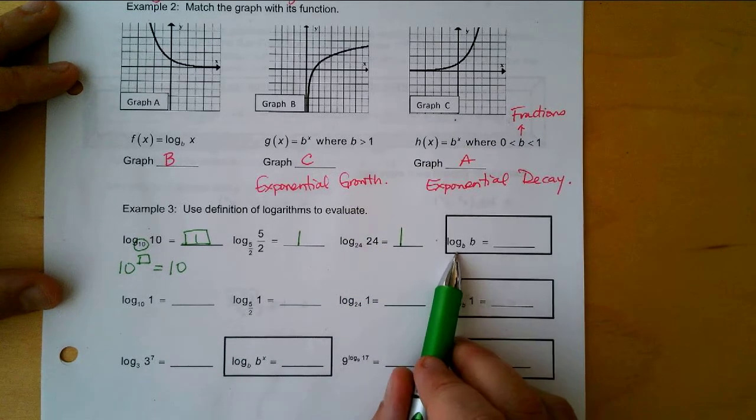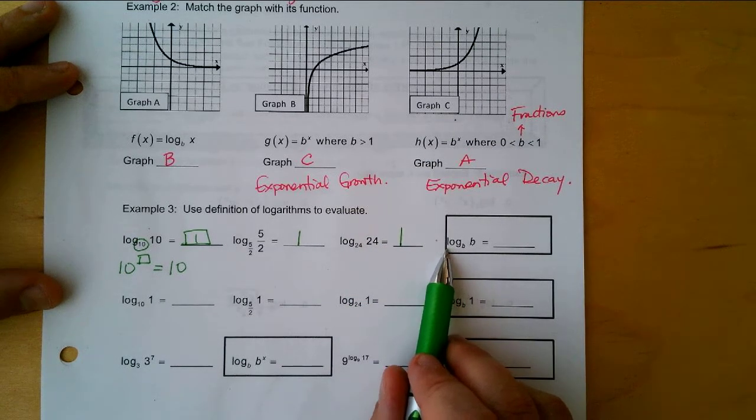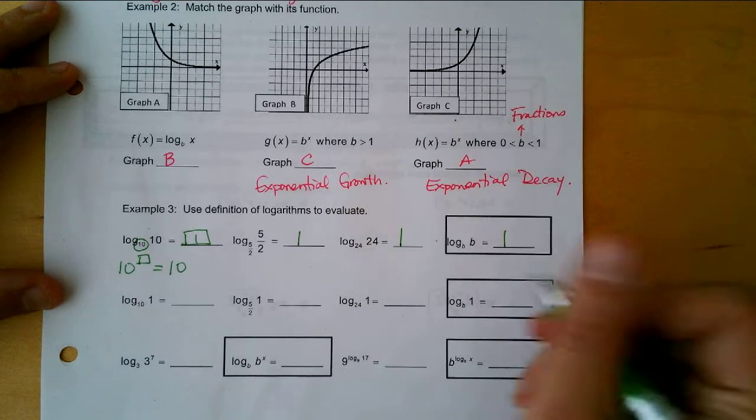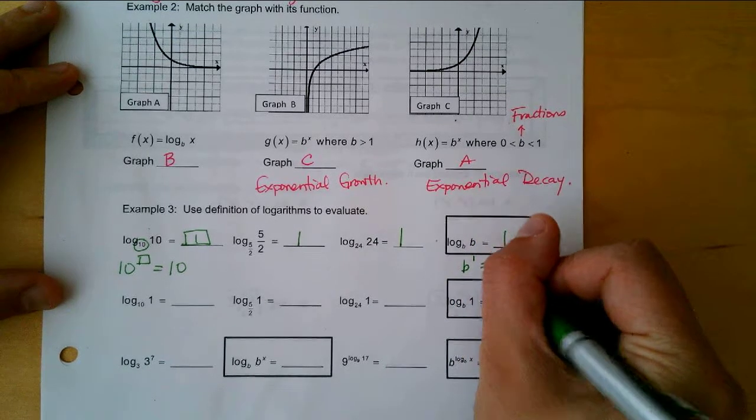1. So essentially we can make this rule then. The log base of the base is always equal to what? 1. And that's because b to the first power is equal to b, right?